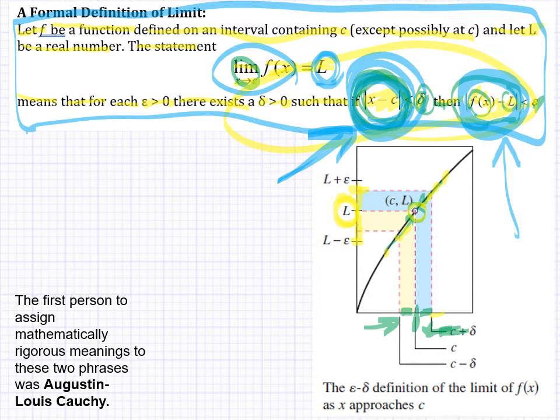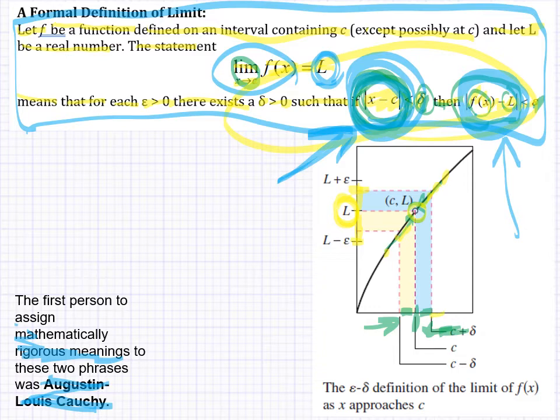So the first person to mathematically assign this meaning using this delta epsilon was Cauchy. Cauchy is a famous mathematician. He was the first one to really come up with the delta epsilon definition. It's pretty much the same definition we keep using today. Now we can talk about what we call a delta epsilon proof of a limit, and we'll look at one quickly. This is usually reserved more for higher level mathematics, but we can talk about it now.